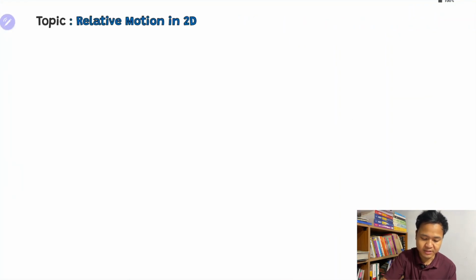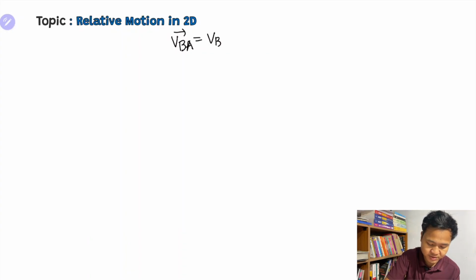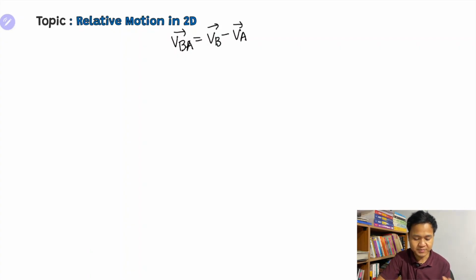So if you remember in the previous video, you have relative motion. Suppose I say velocity of B with respect to A. So what is this? This is velocity of B minus velocity of A, right? Imagine yourself as A and then you're observing B. That means velocity of B with respect to A. That way, we write it as VB minus VA.